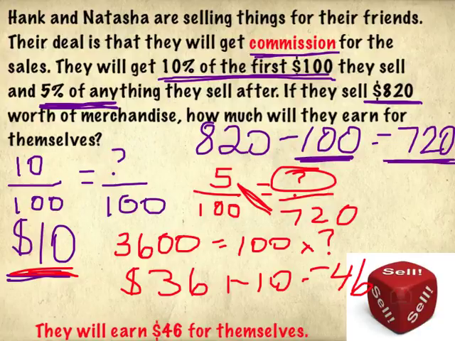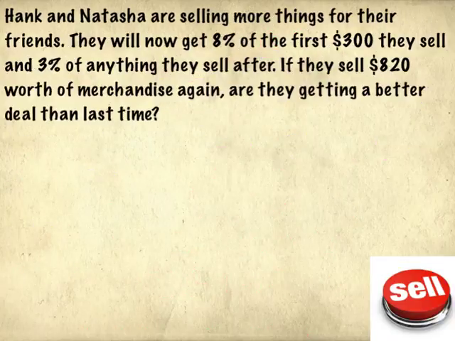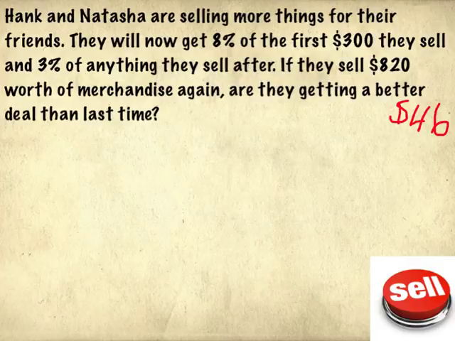So it looks a little complicated, but it's not really. It's just understanding that there's two different parts to the question. And here's one for you to try. So Hank and Natasha are selling more things for their friends. They will now get 8% of the first $300 they sell and 3% of anything they sell after. If they sell $820 worth of merchandise again, are they getting a better deal than last time? So you're going to have to remember that last time they made $46. So we'll write that down over here just to remind you. And pause the video here, and when you know if they're getting a better deal this time, come back and I'll go through the answer with you.